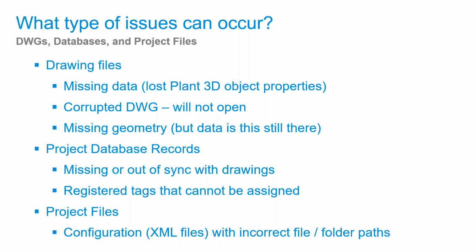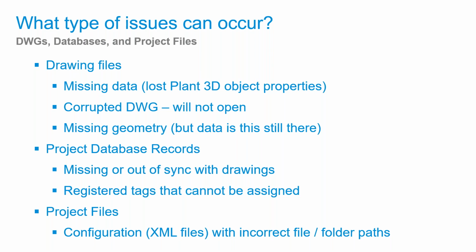Sometimes you have a drawing that just won't open. It's actually the drawing itself that is corrupted. You can have a situation where you're missing geometry. So for example, you load a plant model into Navisworks and you're not seeing elbows, or you're not seeing certain objects in there, then it's really not in the drawing file. So that can happen sometimes.